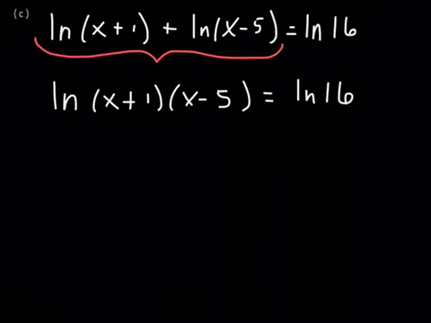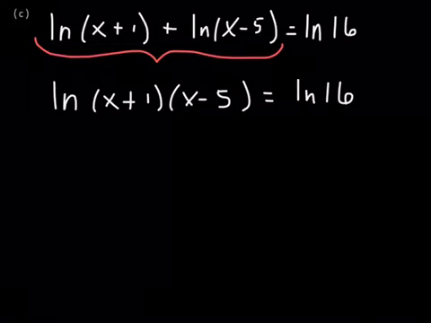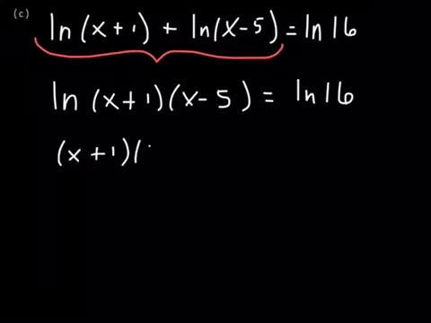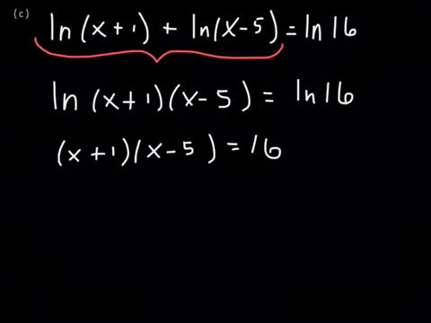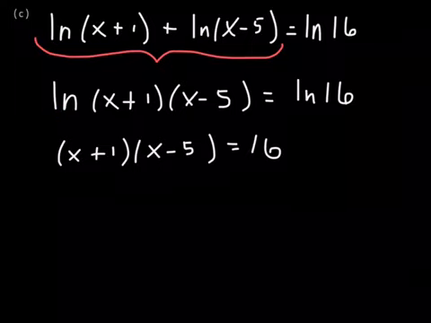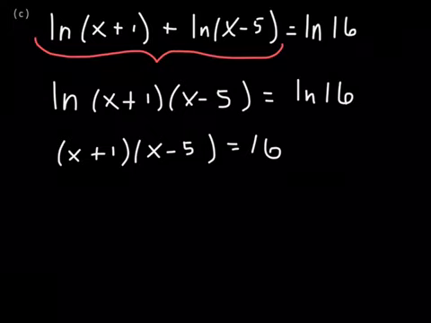Base e. So now is the time where I can drop the logs and just say, well, this is only true if x plus 1 times x minus 5 is equal to 16. I'm just setting the arguments equal, all right? Now don't do that prematurely. You have to make sure you only have one log set equal to one other log. Then you can drop the logs. Okay, so let's solve this equation, everybody.